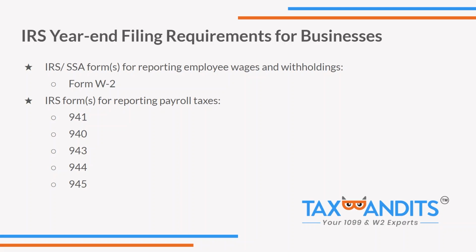Form 940, the employer's annual federal unemployment tax return. Form 943, the employer's annual federal tax return for agricultural employees. Form 944, the employer's annual federal tax return. Form 945, the annual return of withheld federal income tax, or a combination of these forms.